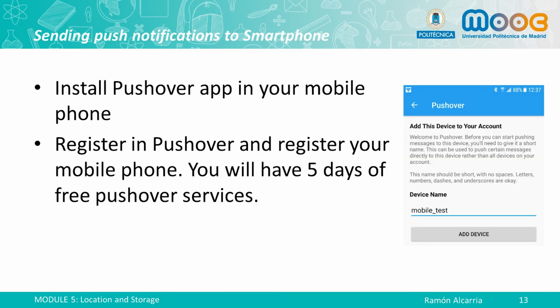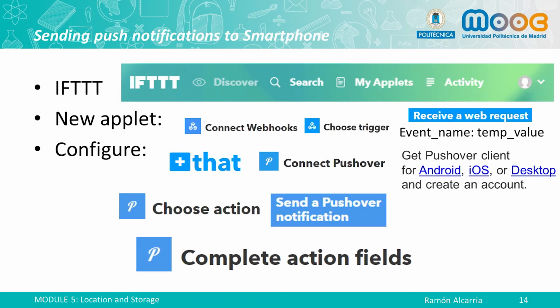In the third part of the practice, we will send push notifications to a smartphone. To do that, we need to perform some steps. First of all, we will install an app in our mobile phone to receive the notifications. In the IFTTT web page, we create a new applet. Then connect webhooks and choose trigger. The trigger will be to receive a web request in which we must specify an event name, for example, 10 value.